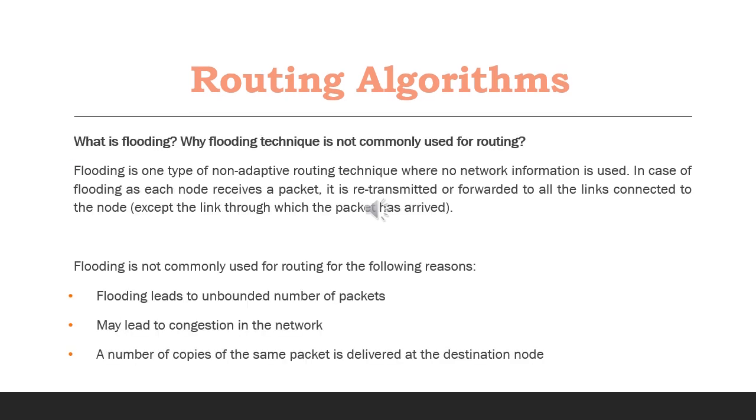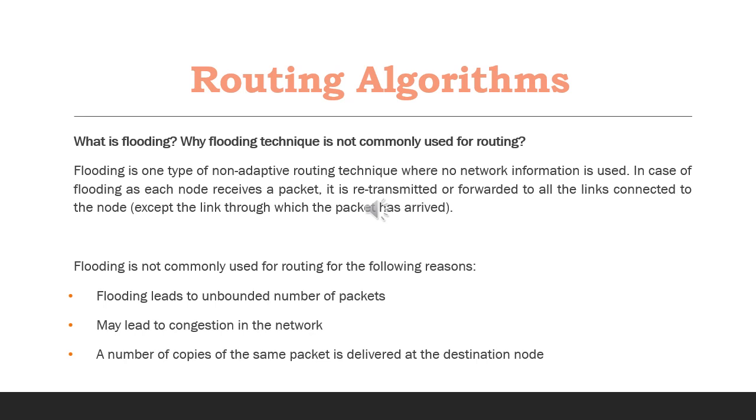Talking about flooding and why the flooding technique is not commonly used for routing. Flooding is one type of non-adaptive routing technique where no network information is used. In case of flooding, as each node receives a packet, it is retransmitted or forwarded to all the links connected to the node, except the link through which the packet has arrived.